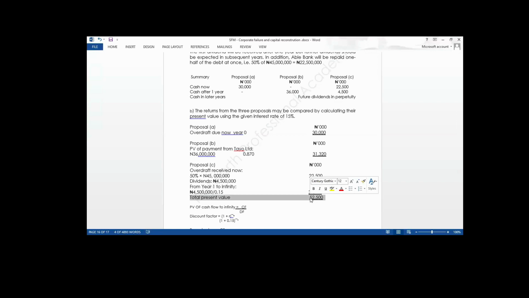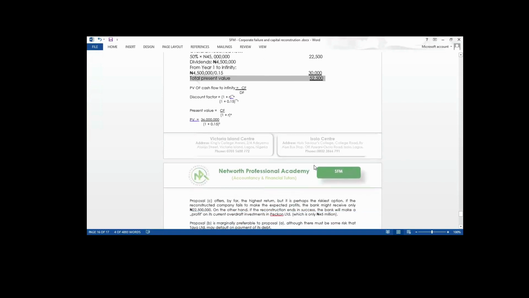So which one is better now? Under proposal C, the company can get 52.5 million. Under proposal B, the bank can get 31.3 million. Under proposal C, the bank can get 30 million. Which proposal is recommended for the bank? Proposal C, sir. Okay, because the bank will have the highest return.